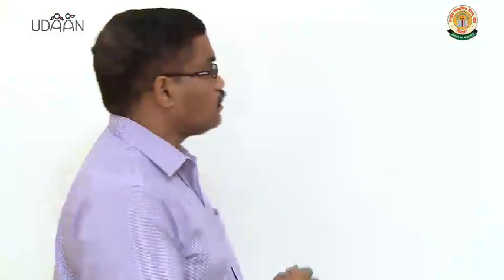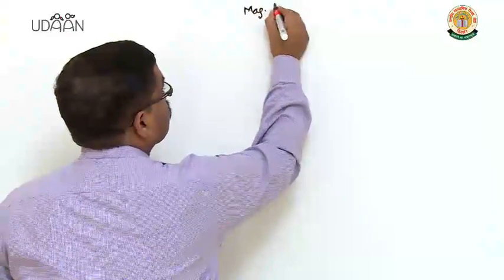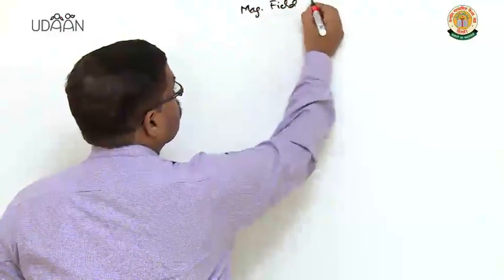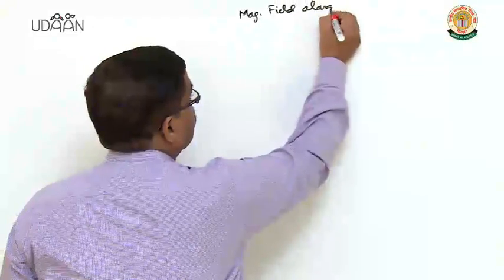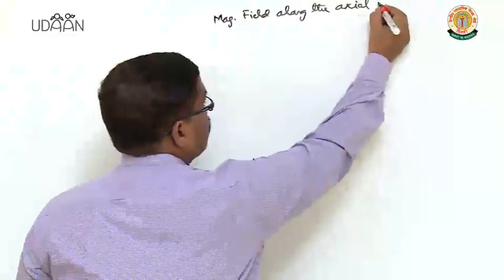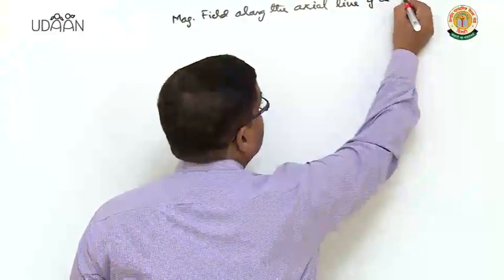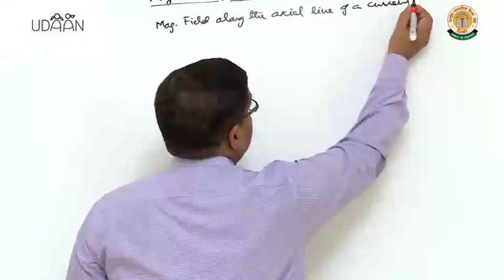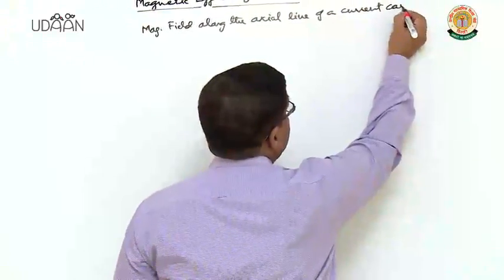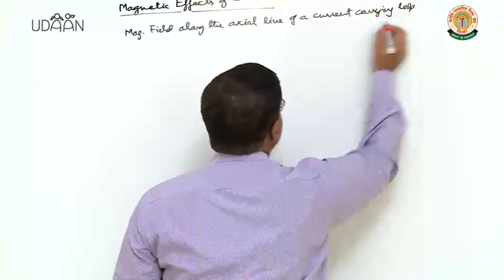Now we will find the magnetic field along the axial line of a current carrying loop.